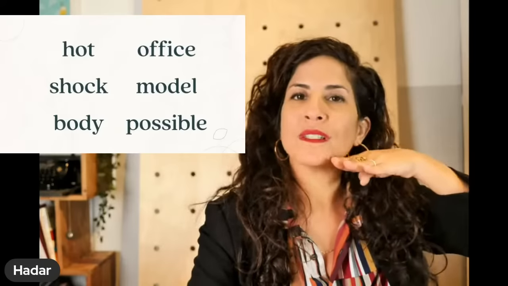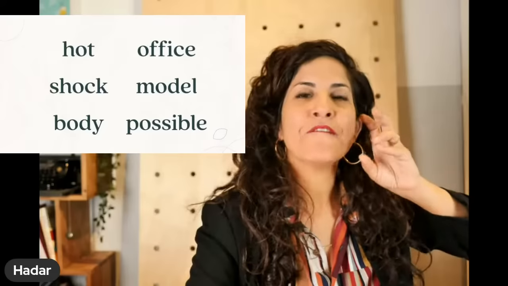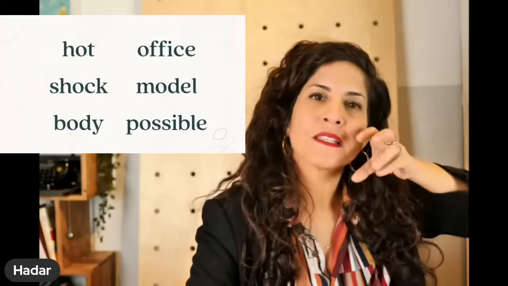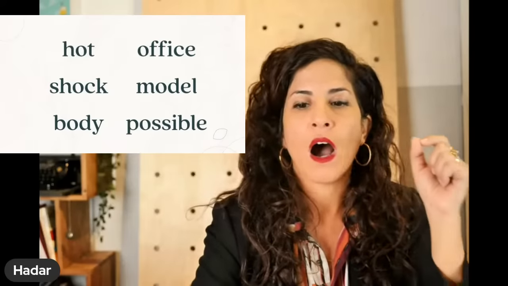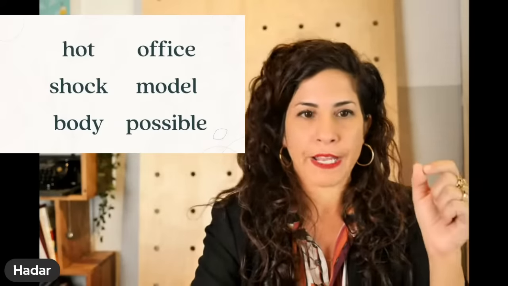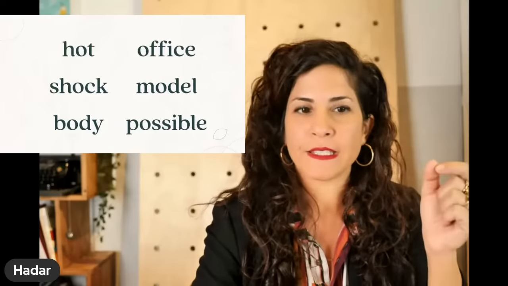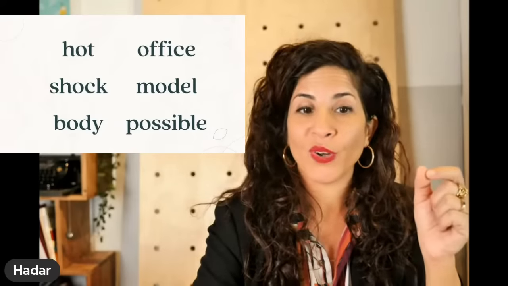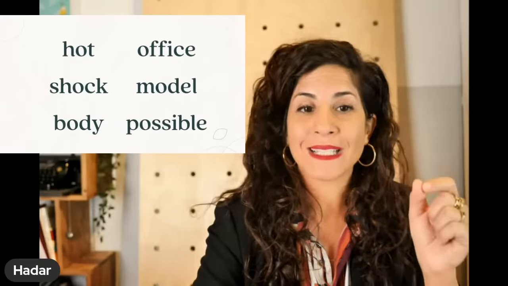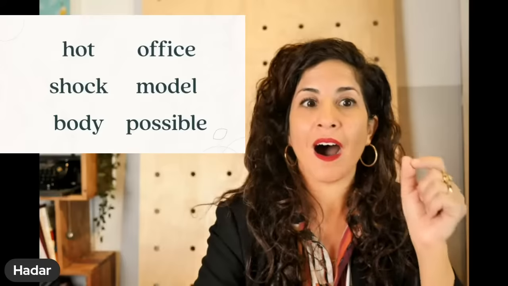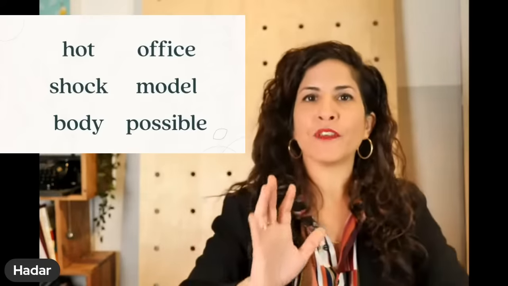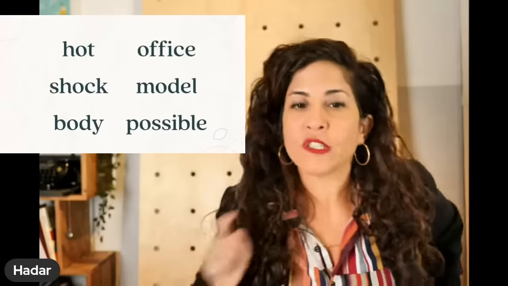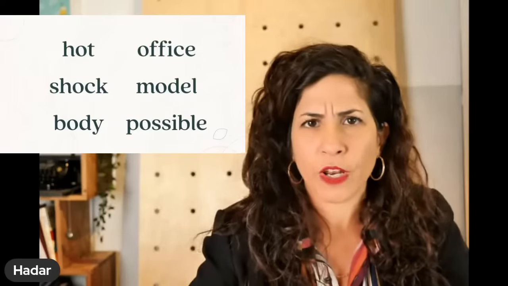So the tongue pulls back. It feels like a rounded sound because the sound resonates in the back, but the lips are not rounded. Ah, ah, body, office, model, possible, ah. Okay, so it's not office. Again, it's not a mistake. And if you were to pronounce the word office with a rounded O, probably everyone would understand you.